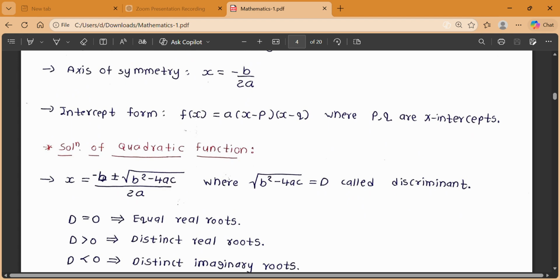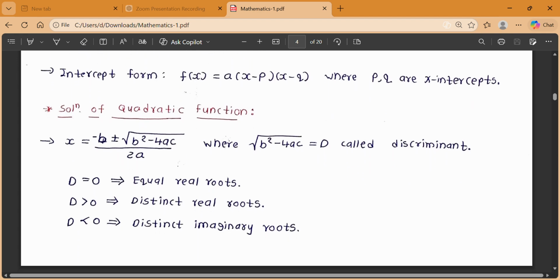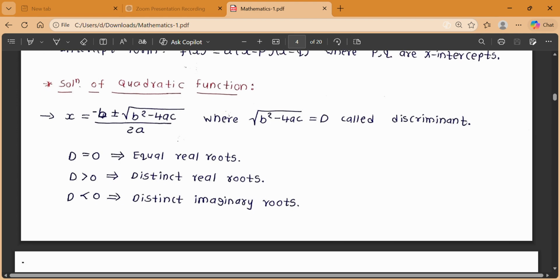Quadratic function: x equals minus b plus or minus root of b square minus 4ac upon 2a, where b square minus 4ac equals D, called the discriminant. D equals 0 gives real roots, D greater than 0 gives distinct real roots, and D less than 0 gives distinct imaginary roots.